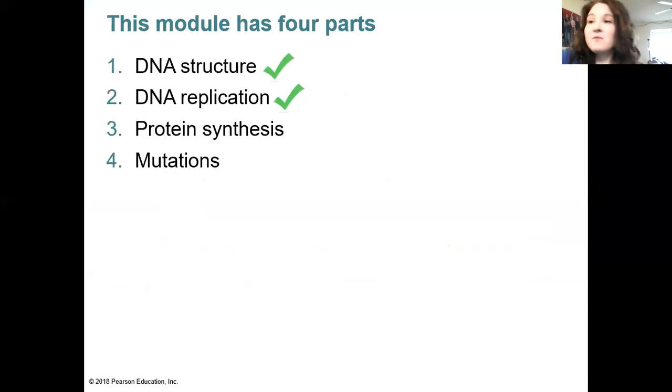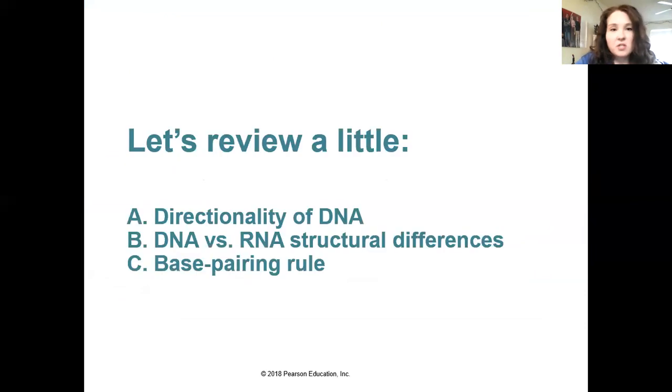All right, this module has 4 parts: DNA structure and DNA replication, which we've already done. Today we're doing protein synthesis, and then next time will be mutations. Let's do a little bit of review first.